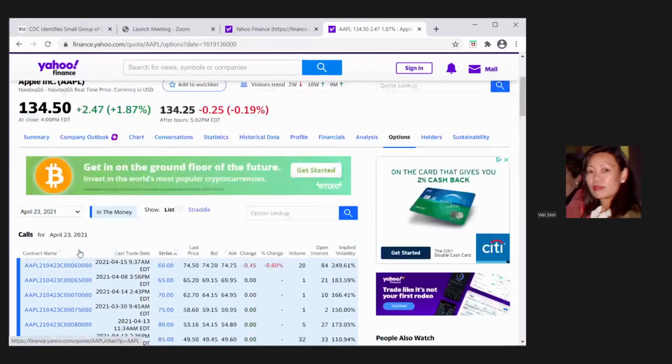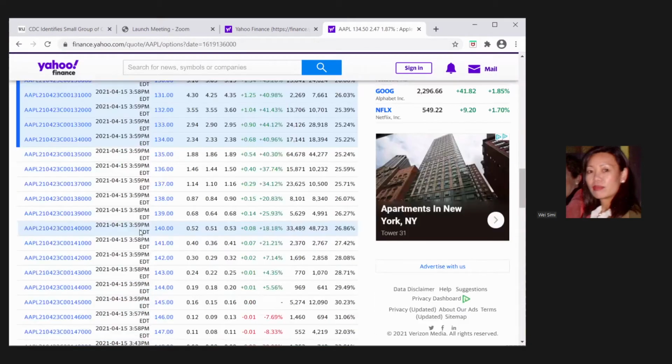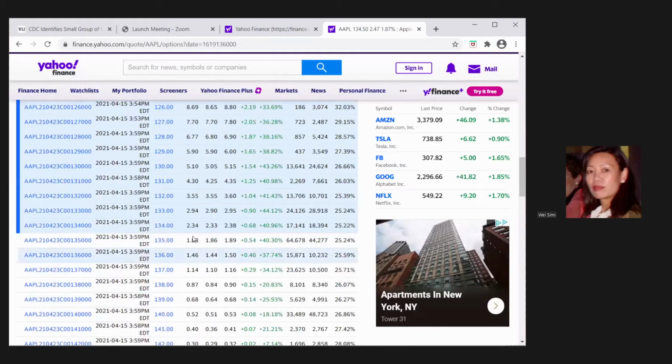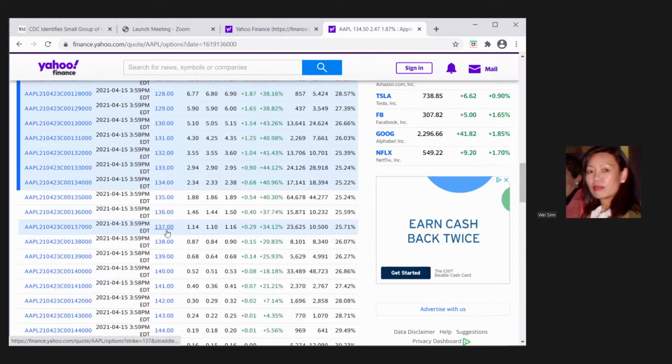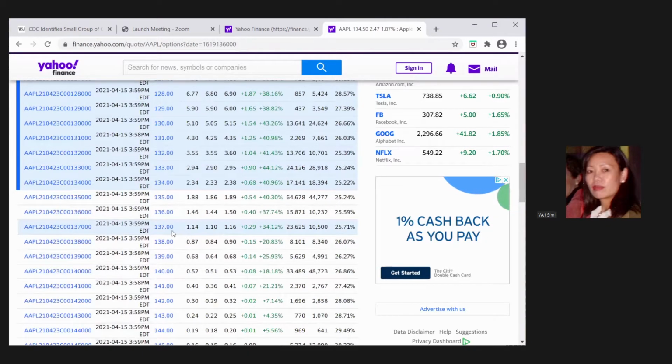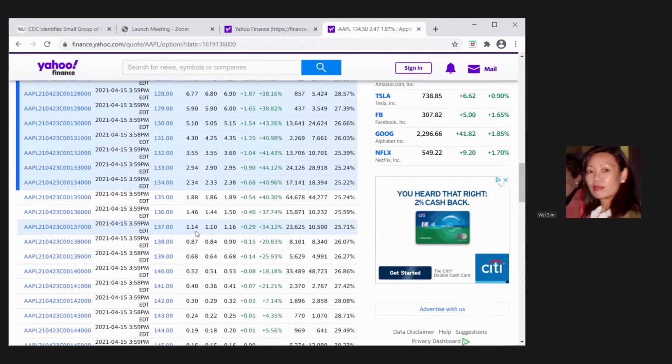This is what I choose: 1 week, next week, not 1 day. So one week later, you can see you buy a cheaper one. Right now it's trading at 134. If you buy a strike at 137, it's cheaper. But you believe by next Friday it's going to 140. You still make money, because you pay $1.34 to buy at 137, and if you sell at 140, you still make $1 something.